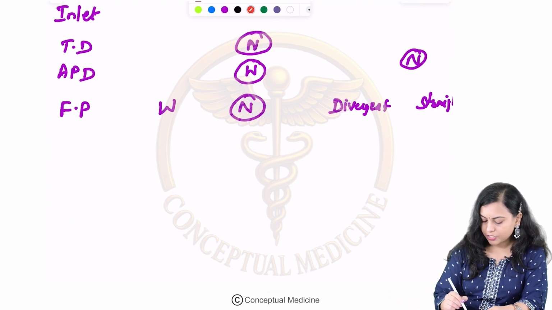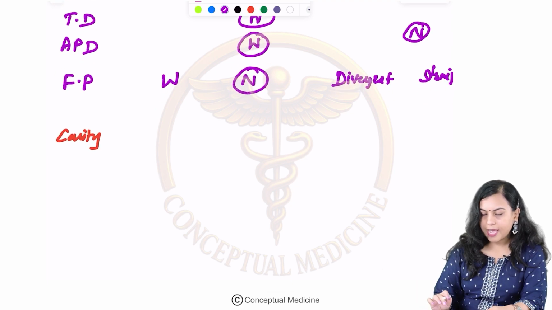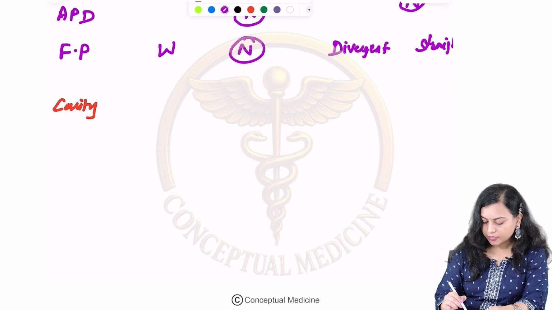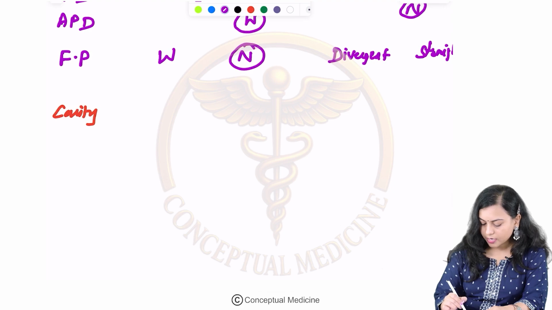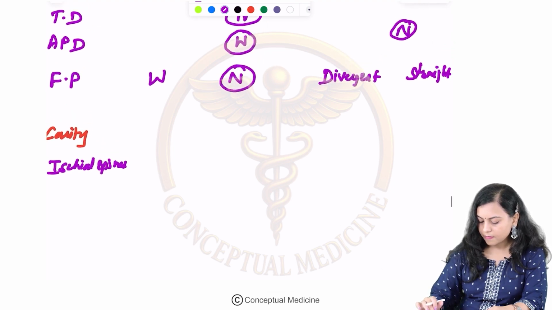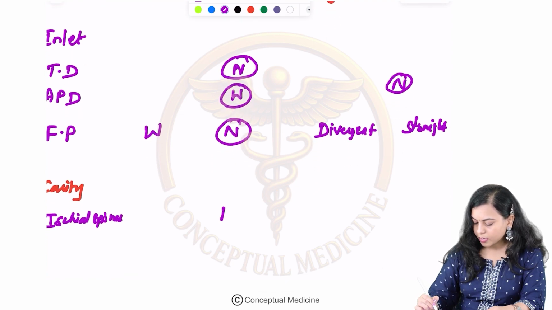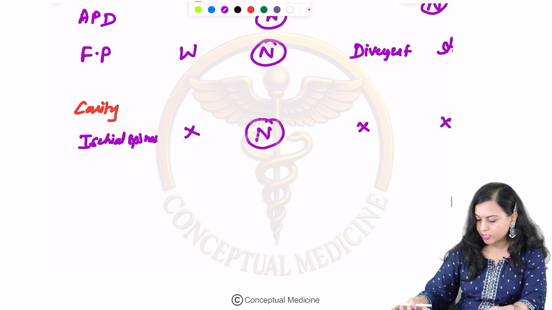Coming to the cavity. In the cavity, we are going to see the ischial spines. Ischial spines are most prominent in the android pelvis, whereas there is no such prominence seen in the other types.